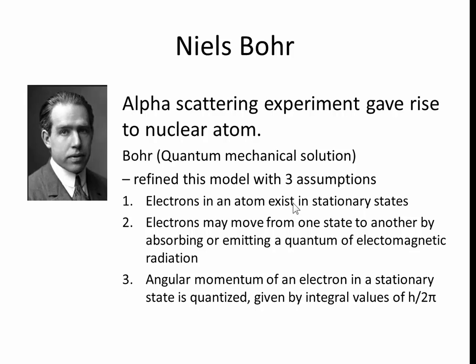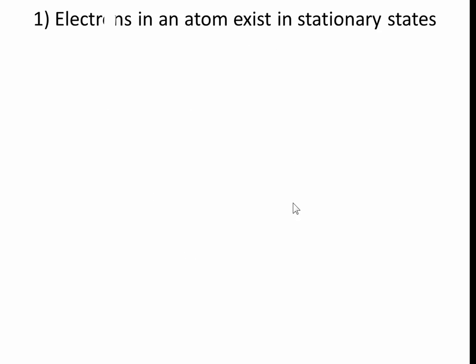And the last one, which needs a bit of explanation, is that there's this property called the angular momentum of an electron. It's like the momentum, but because it's going around orbiting the nucleus, it's called the angular momentum. The angular momentum of this state is quantized, and it only has integral values of h divided by 2 pi, which basically means there are only certain states that exist.